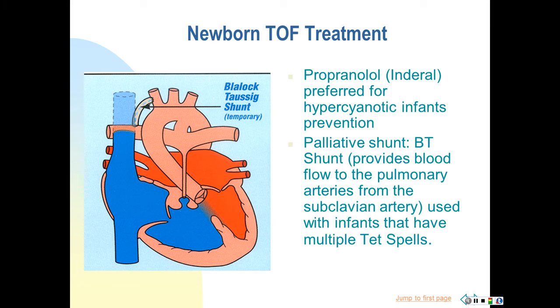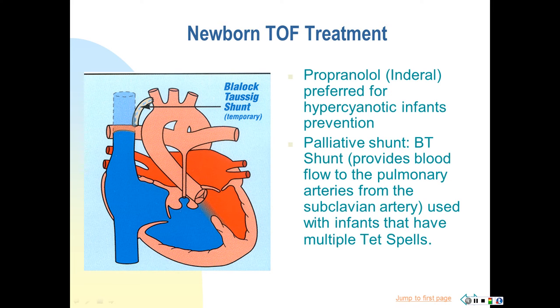So the temporary repair that we're talking about was named after Dr. Blalock, who was an open-heart surgeon, and Dr. Taussig, who was a pediatric cardiologist. And what they did was, plain and simple, they created a permanent patent ductus arteriosus.